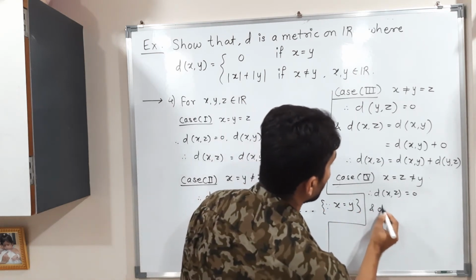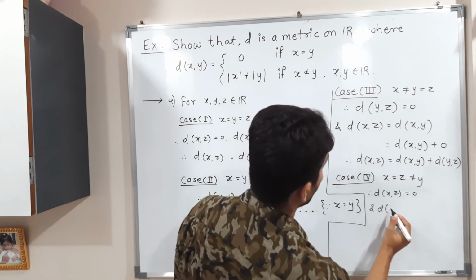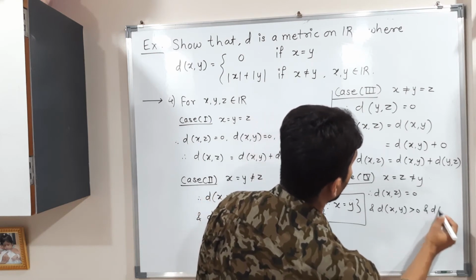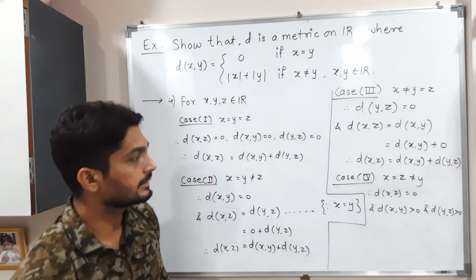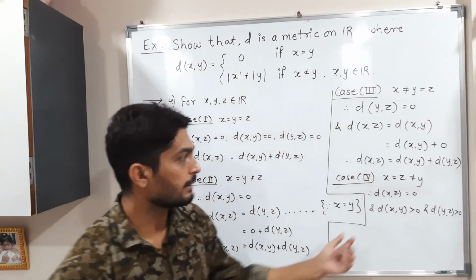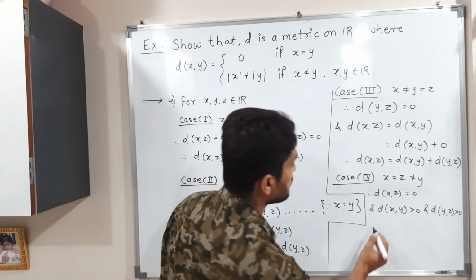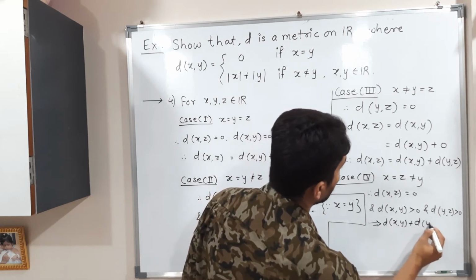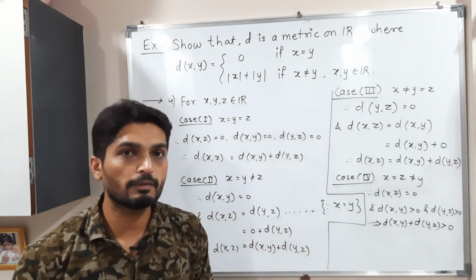And see what will happen, d of xy is greater than 0 and d of yz, that is also greater than 0. I am saying it is greater than 0 since these two are distinct. If these two are distinct, obviously we will have some greater than value. If same, then only we will have 0, otherwise we don't have 0. So that's why both of them are greater than 0. So if you add d of xy plus d of yz, this one is positive, this one also positive. So if you add two positive numbers, again you will have a positive number.